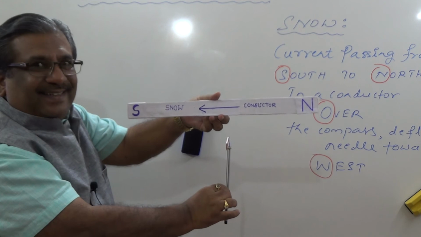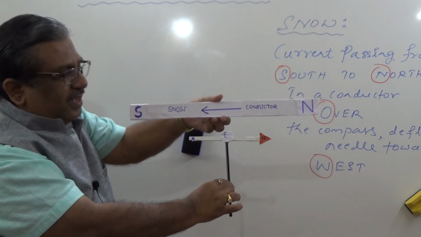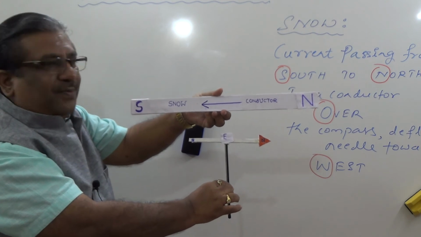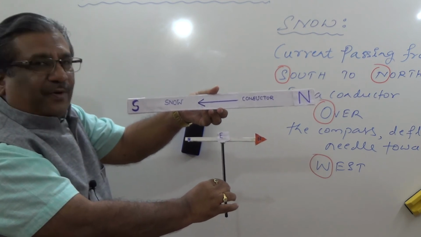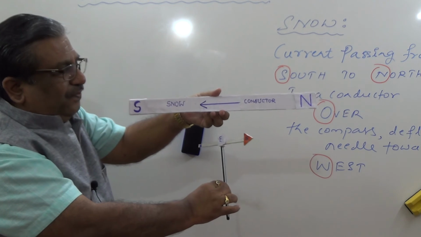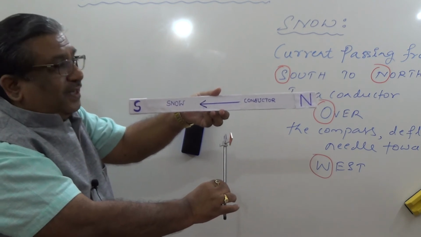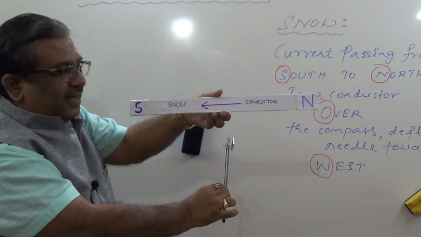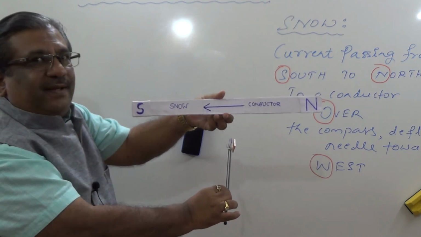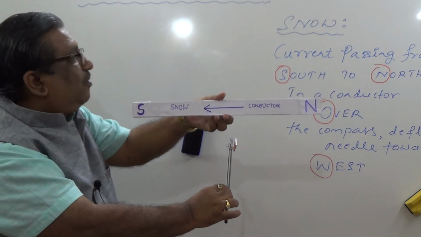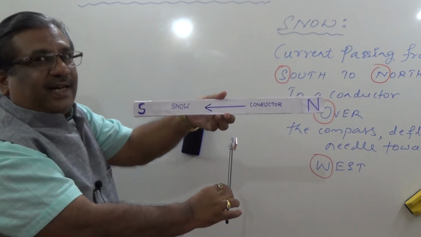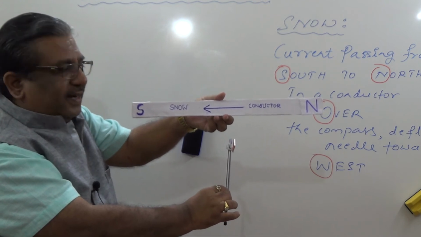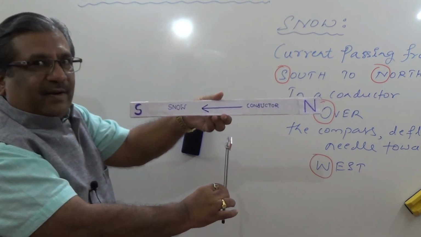It is east, because see here, E is written as east. East is towards you, west is towards the board. Earlier it was deflecting towards the board. Now switch on like this. So if the current direction is reversed from north to south, then the needle of the compass deflects towards the east. What is the Snow rule? Towards the west if the current flows from south to north, but if it flows from north to south, the direction of the compass is getting reversed.